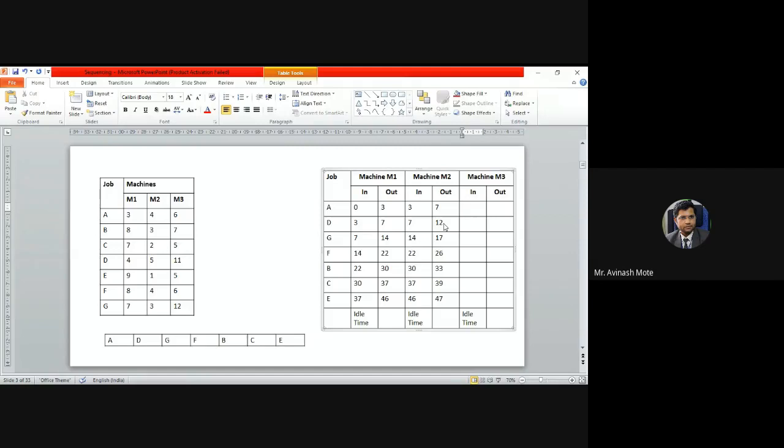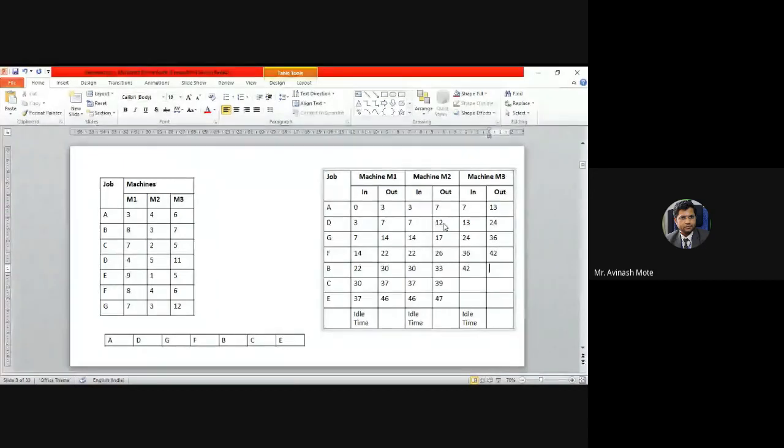M3. E job in on M3, 7, out at 13. In at 13, out at G job. G job out on M3, 24. In at 24, out. G job out on M3, 36. F job out on M3, 42. 36 plus 6, 42.